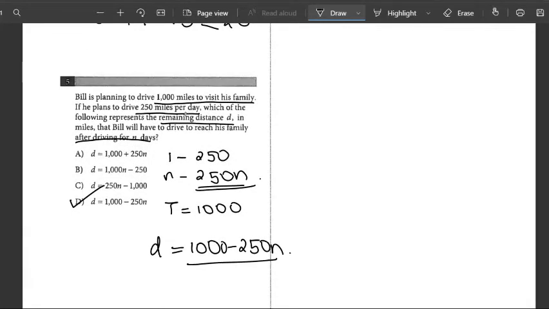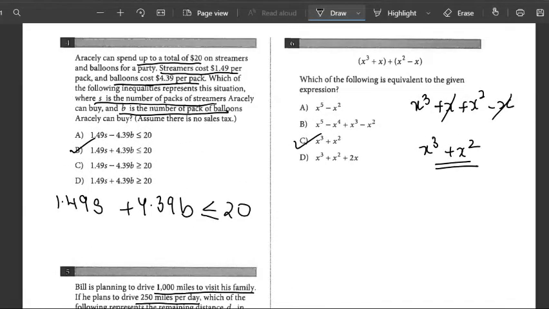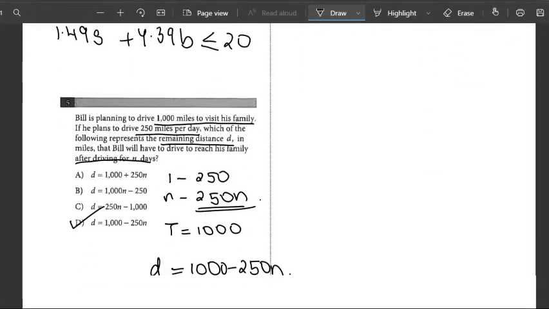250 miles per day for n days, and the total is 1000. So 1000 minus 250 into n. 5 is D. X cubed plus x squared minus x would give you x cubed plus x squared. So 6 is C.